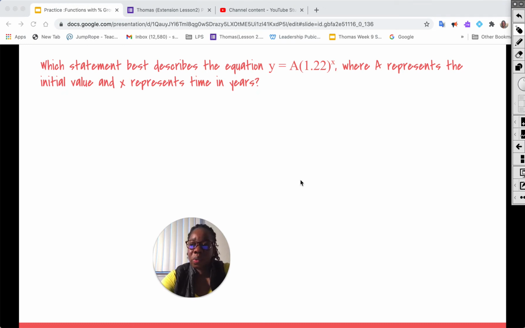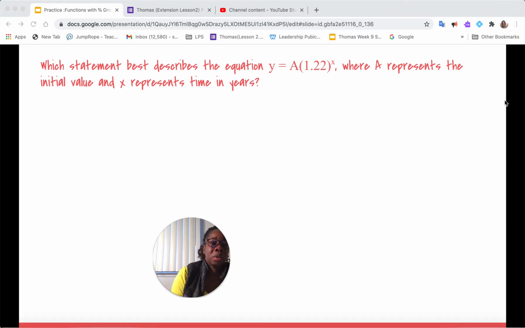Okay, so this question says which statement best describes the equation y equals a times 1.22 raised to the x, where a represents the initial value and x represents the time in years. So again, once we have our question, we just want to pay attention to important details, what we know. So we know that a is our initial value and x represents the time in years.